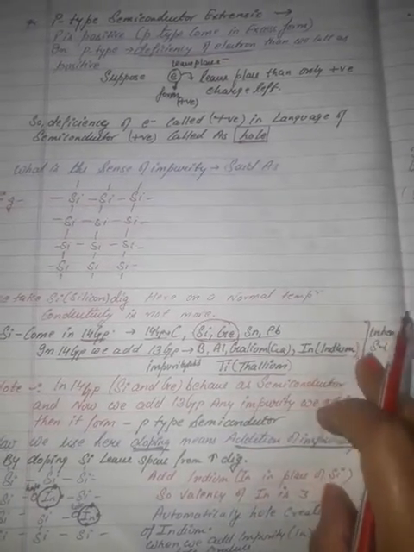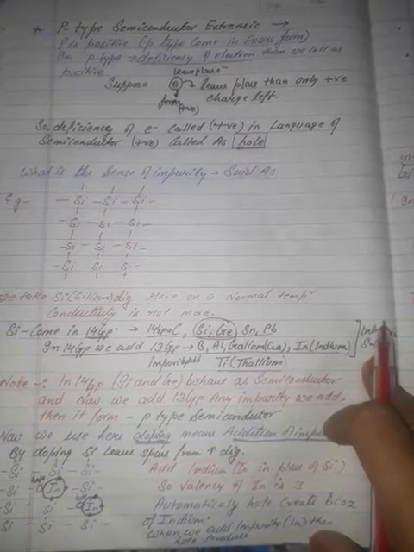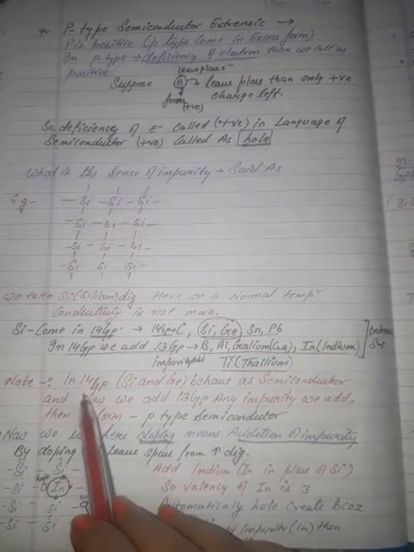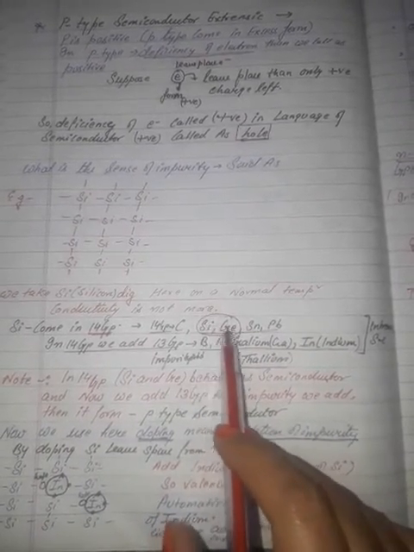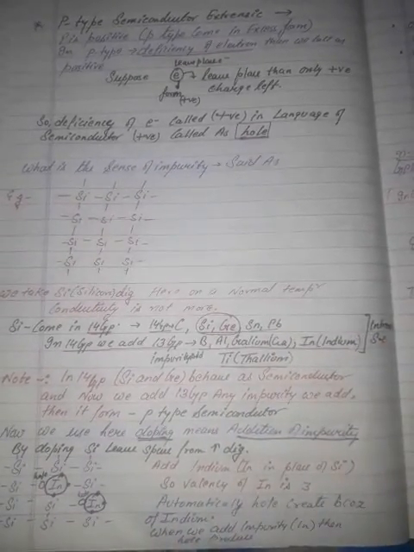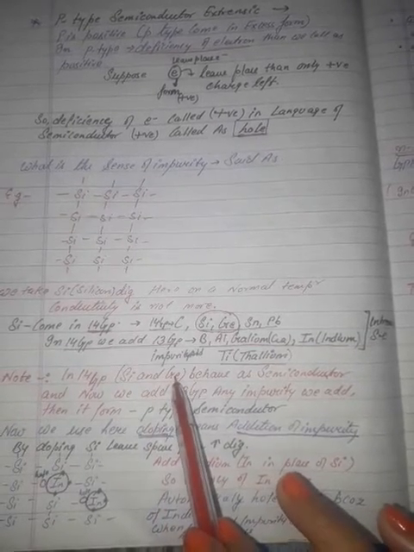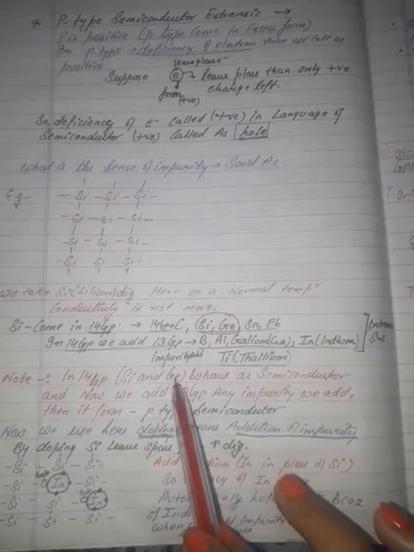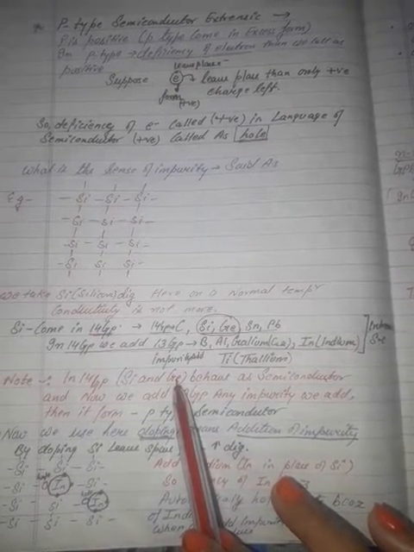And these both are said to be intrinsic semiconductors. One note should be there: in group 14, silicon and germanium behave as semiconductors. These two only behave as semiconductors. These three cannot behave as semiconductors. Now, where is this coming from? This is coming from group 14. But now we have to take it from group 13 also, because we have to add the impurity.